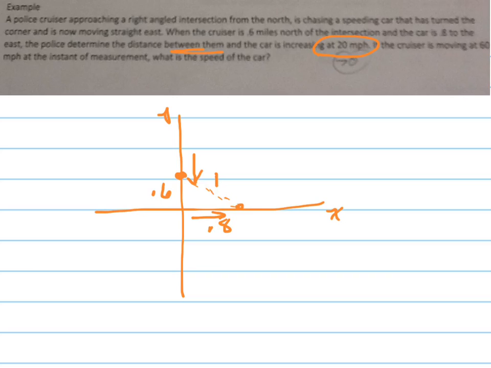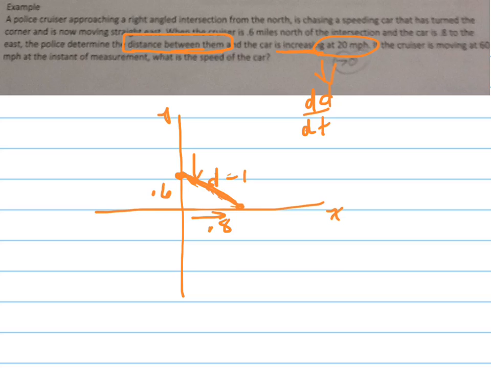So this is increasing. So what is that? dD/dt, the distance between them. I'm going to call this D here. D equals 1 in this particular instant. So this is dD/dt. It's not dx or dy. It's dD, it's the distance. This distance is increasing at 20 miles per hour.